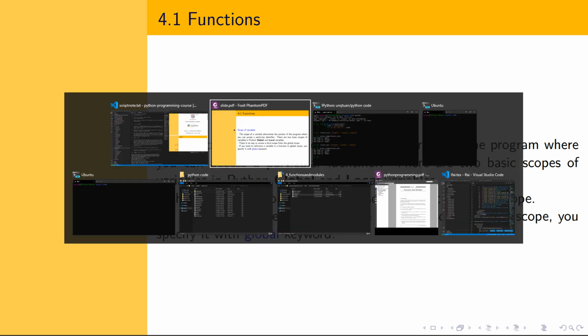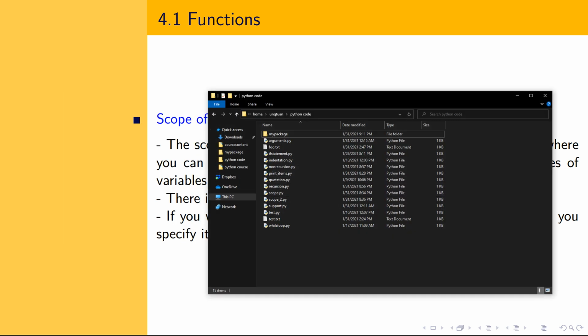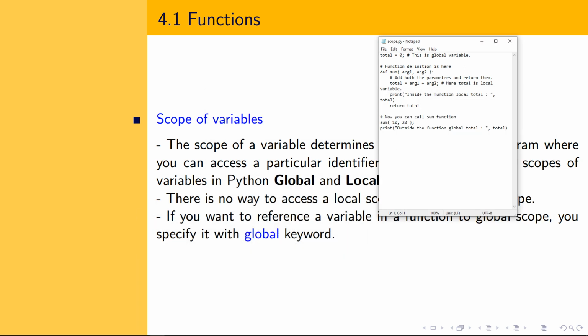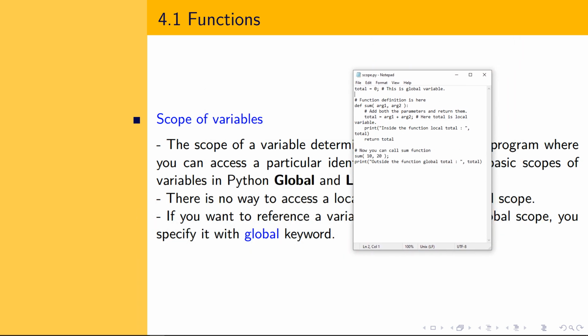So, for example, here I have the file scope.py. Total is a global variable and we set it to 0, and we define a function here which sums two numbers, adds them into total, and returns the total to the caller. So total here, inside the function, is a local variable.